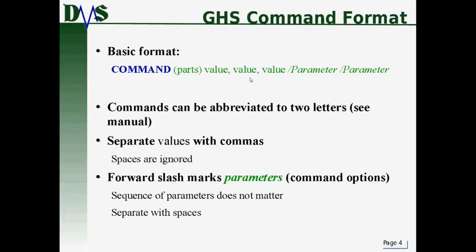GHS actually ignores spaces in the command line. It doesn't care how many spaces you put between values. Commas are what separate values. And then finally at the end you have what are called parameters. These are things that are specific to each command, and they modify the command's execution. And those are specified with slash marks. And these slash marks are actually what separate them, but by convention most people will also separate them with spaces.